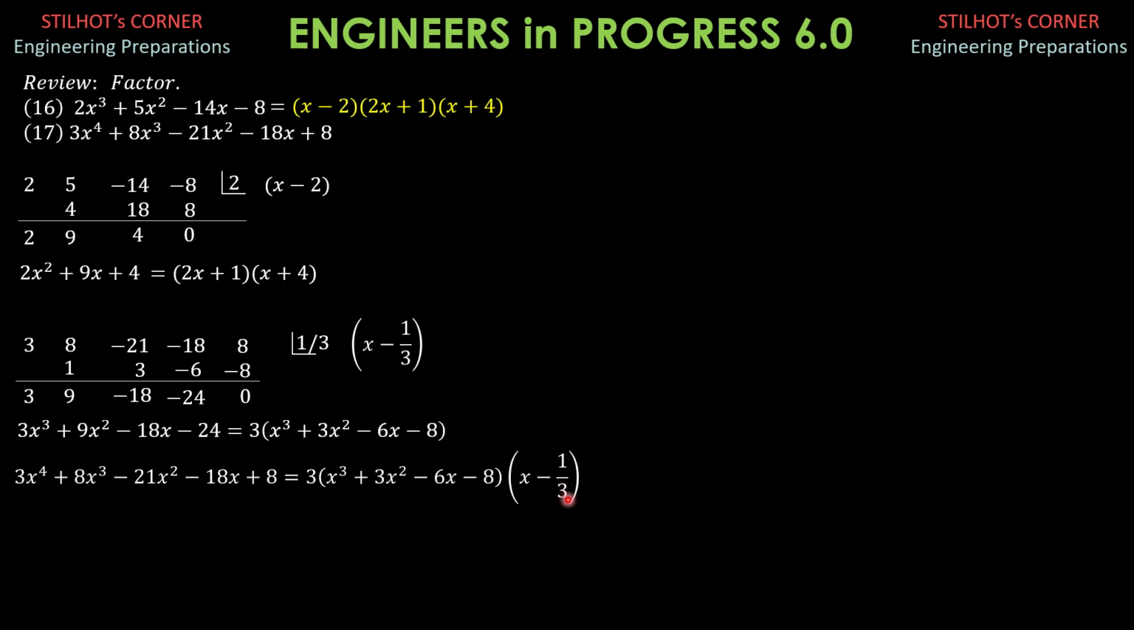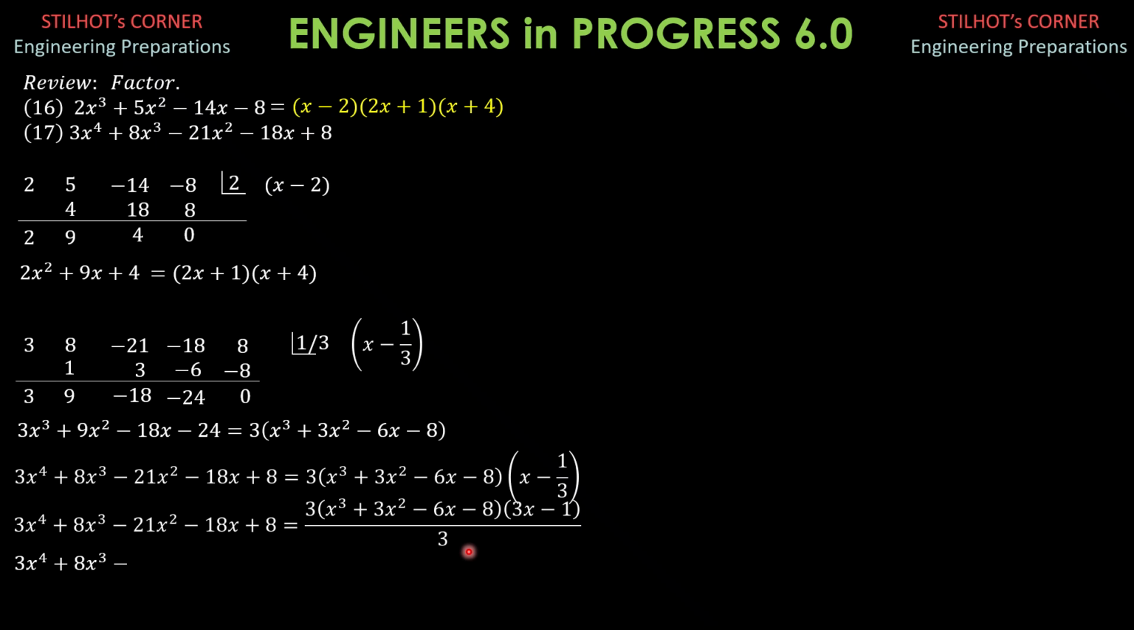Then we can write this into 3x minus 1 all over 3. So 3x to the 4th plus 8x cubed minus 21x squared minus 18x plus 8 equals 3 times the quantity x cubed plus 3x squared minus 6x minus 8 times the quantity 3x minus 1 all over 3. So wherein we can cancel 3. So that reduces to the quantity x cubed plus 3x squared minus 6x minus 8 times 3x minus 1. So this is the original expression in factored form. But we can still factor this. There's a possibility. We factor this by synthetic division.